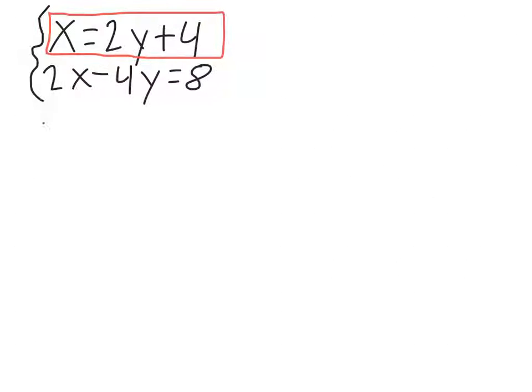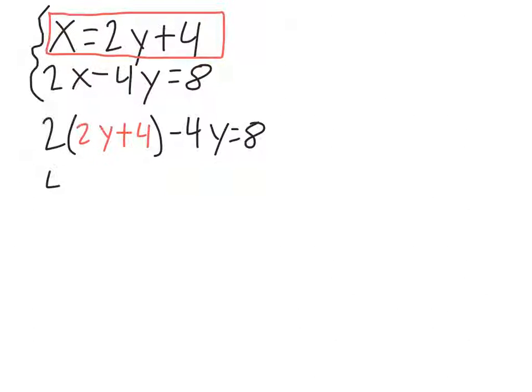So we say 2, and then in parentheses, we say 2y plus 4. Then we finish the rest of the problem: minus 4y equals 8. Now, since we're substituting that in, we distribute. So the distributive property gives us 4y plus 8, and then minus 4y equals 8.